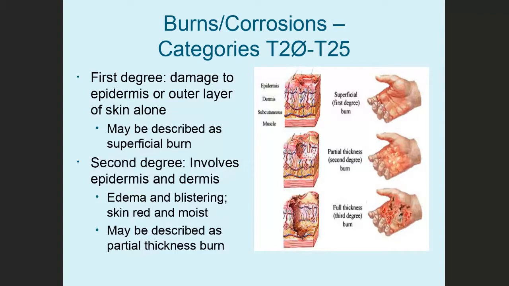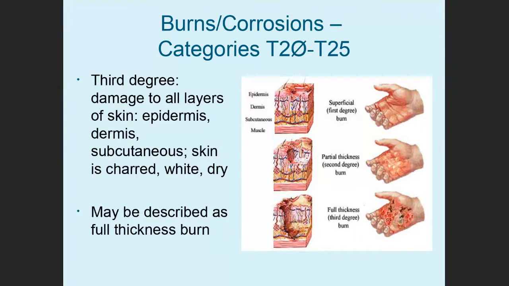So what are these degree categories? First degree burns and corrosions are damage to the epidermis, or the outer layer of the skin, only. This may be described as a superficial burn, as you can see from the picture. A second degree burn involves the epidermis and the dermis, so it's going a little deeper. You may experience edema and blistering. The skin is red and moist. This may be described as a partial thickness burn.